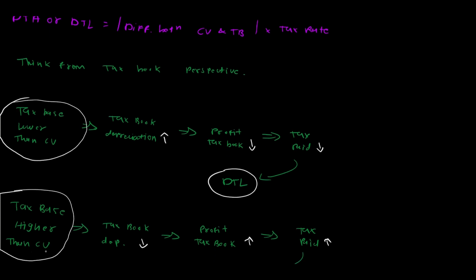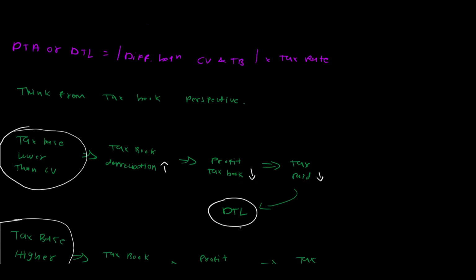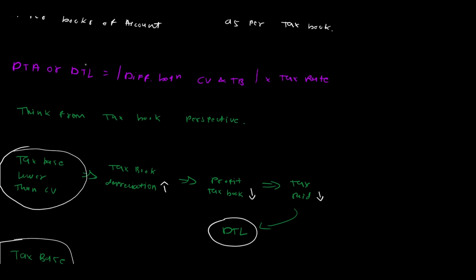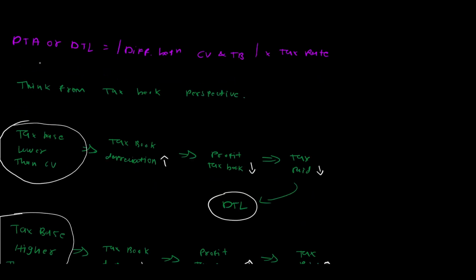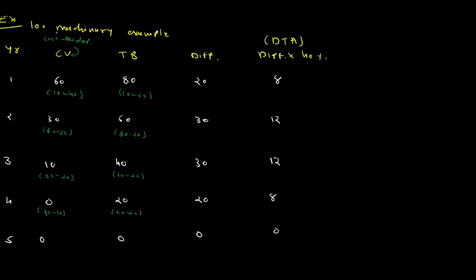And if the tax base is higher than the CV, that means my textbook depreciation will be lower. That's why my TB is higher, and that will result in higher profit due to the lower depreciation, and so higher tax paid. Higher tax paid will create the deferred tax asset. So you need to think logically to understand whether it will give me the deferred tax liability or the deferred tax asset. Let's understand with the example of the older 100 rupees machinery example.